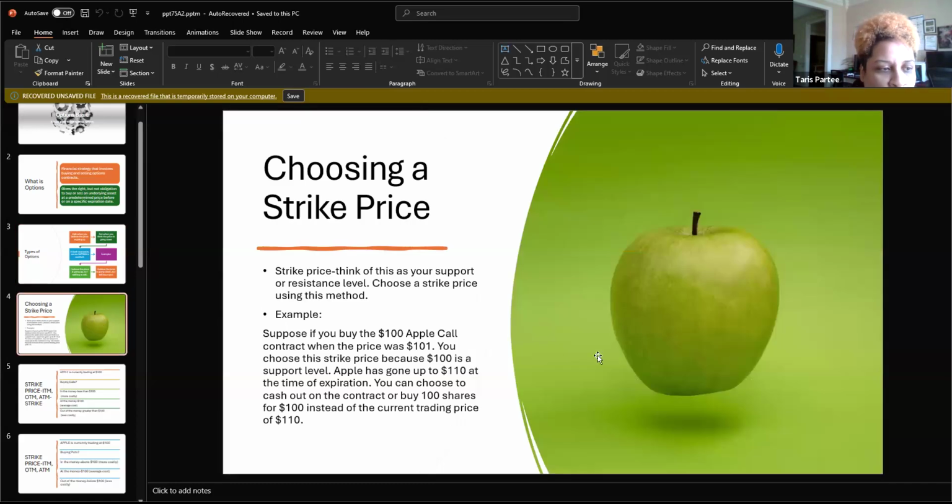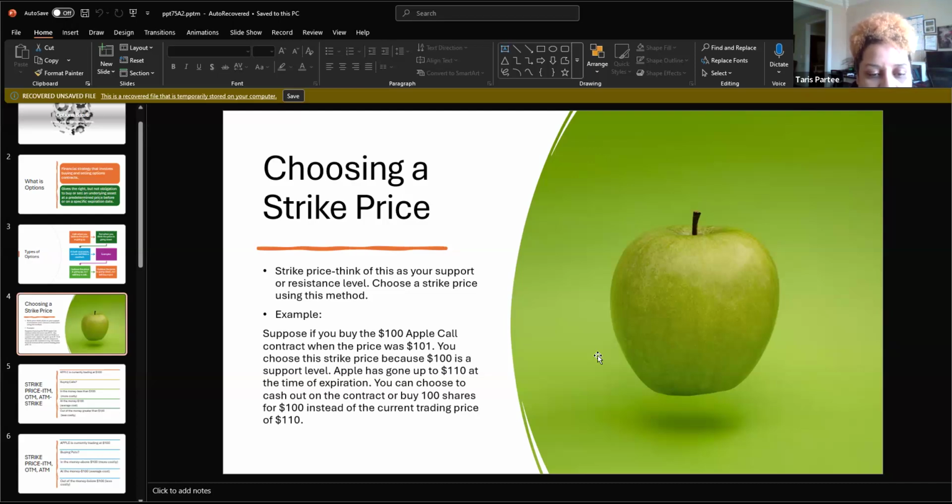All right. So, how do we choose a strike price? We have our asset that we're going to choose. We like Apple. I'm going to choose Apple. That's why I got this Apple over here. But we don't know what strike price to get. I think the price is going to go up. So, I want to buy a call.